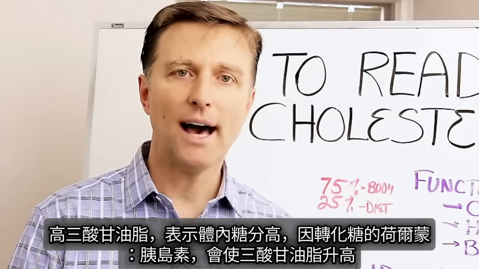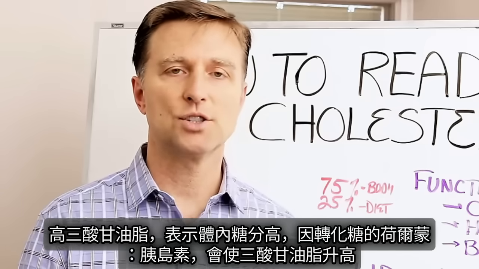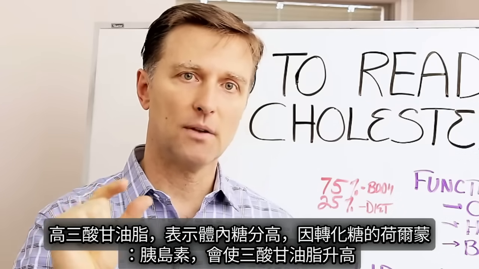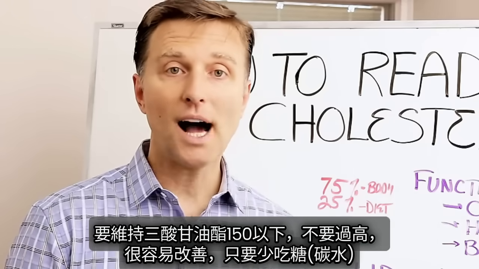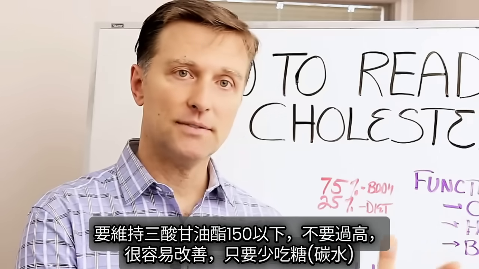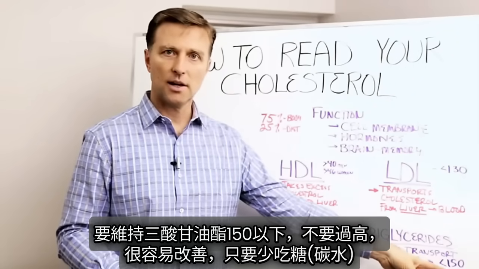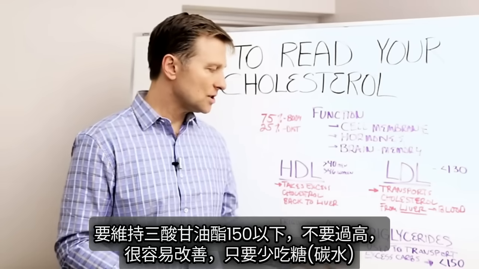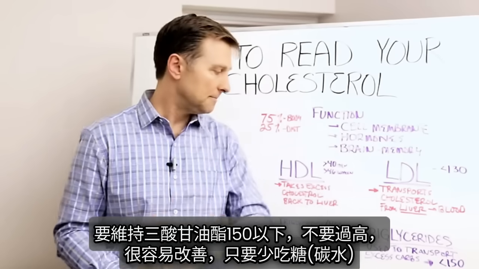So if you have high triglycerides, I know for a fact you have too much sugar in your body, because the hormone insulin is the converting hormone that makes triglycerides high. So we want about 150 or less. That's the value for triglycerides. We don't want them greater than 150. It's very easy to change this, and it's simply by getting rid of sugar out of the diet.